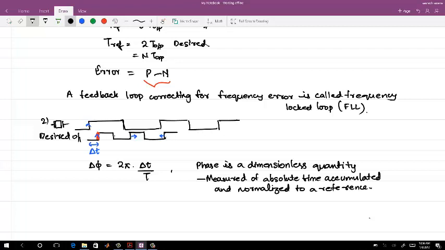So the time error delta t gets translated to the phase error by this relation, where T is the time period. If delta t is equal to T, meaning I pass T time, then delta phi is equal to 2 pi. This is just a definition. A loop which measures the timing error between the reference edge and the output edge and corrects for it is called a phase lock loop.